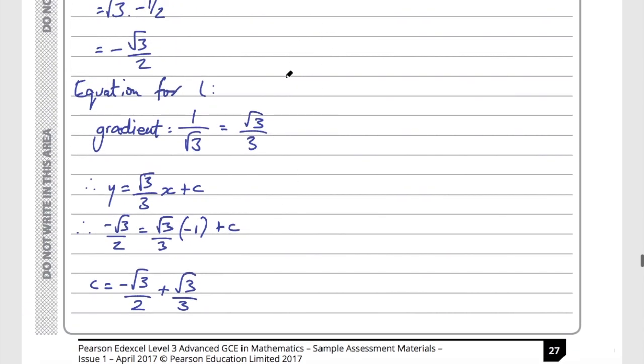And so let me bring this up here. So now we have minus root 3 on 2 plus root 3 on 3. Well, let's just make the denominators the same. So we multiply this one by 3 and this one by 2. So we get minus 3 root 3 plus 2 root 3, all over 6.